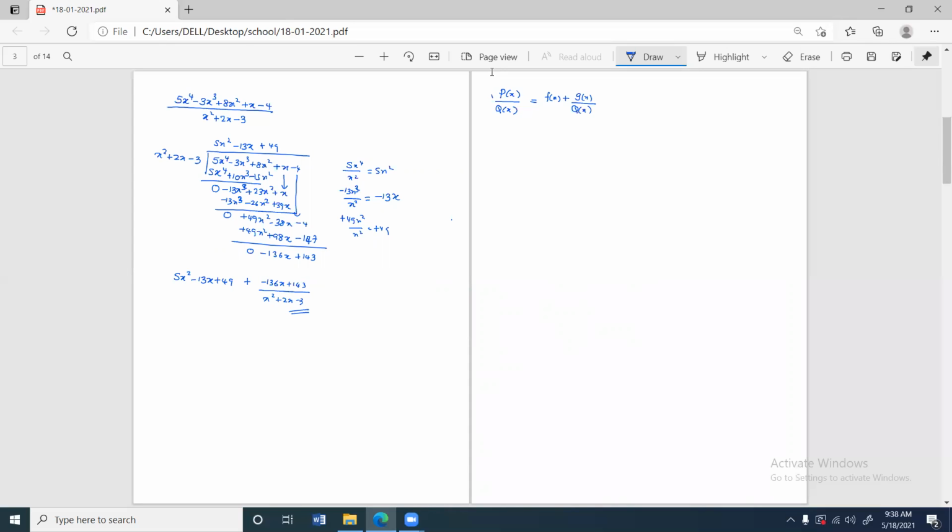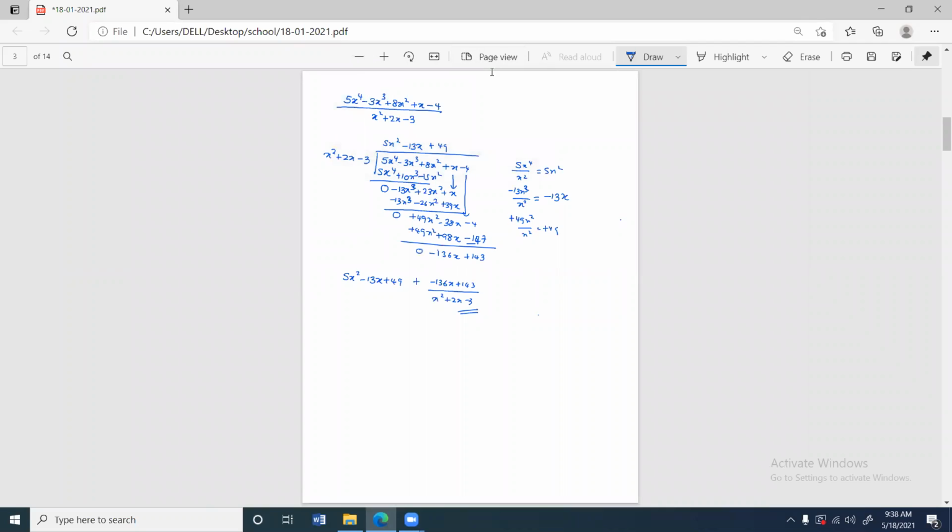What was the complete answer over here? 5x squared minus 13x plus 49 is the complete answer, plus the remainder. What was the remainder? The remainder is minus 136x plus 143 divided by the divider. When you divide this expression with this, you get a full answer plus some kind of remainder out of the divider. That was the general expression. We will go ahead with this further and try to understand this concept.